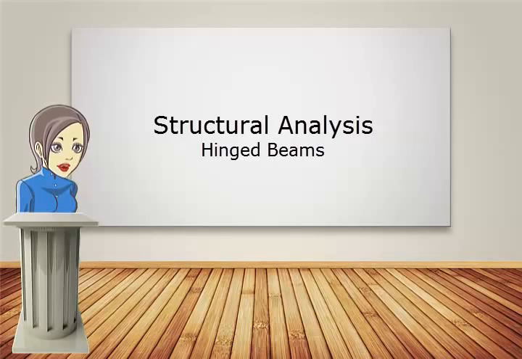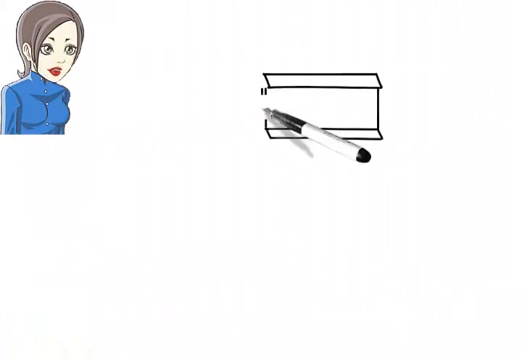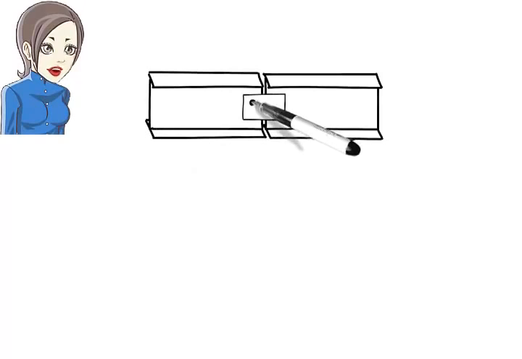Analysis of beams with one or more internal hinges. When designing structures, it is often necessary to join structural members along their lengths.